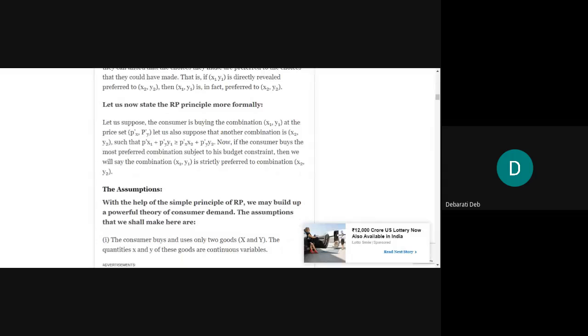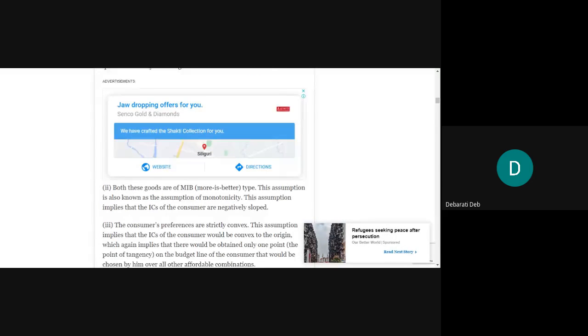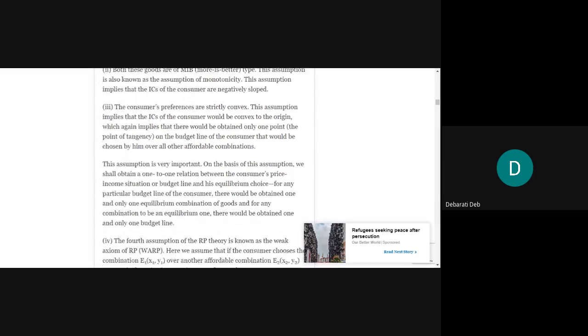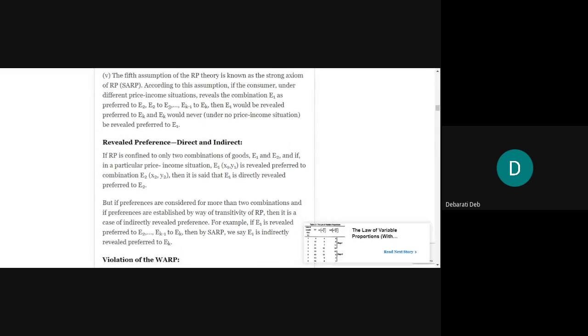So we will see the assumptions that are made. Again, there are some assumptions. Without assumptions, no theory can be stated. So there will be some assumptions in revealed preference theory as well. And after that, we will move ahead with a few more concepts of it.